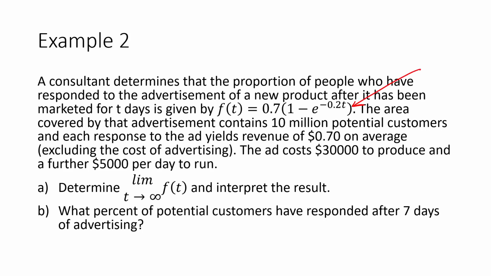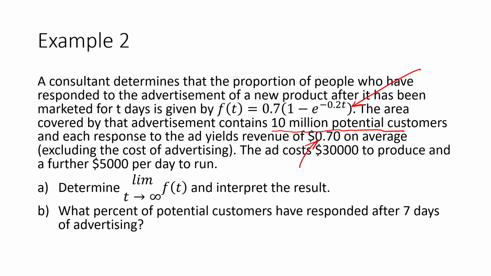To help give an image to it, perhaps we're talking here about a billboard. A billboard's been up for a certain number of days, and we want to know the number of people who've responded to it, or in other words, the number of people maybe who've noticed it and registered it on a conscious level. Now, the area covered by that advertisement contains 10 million potential customers, and every time someone consciously recognizes it or responds to it in the wording of this question, there's an average revenue of 70 cents.